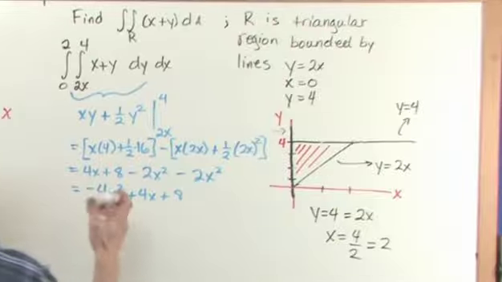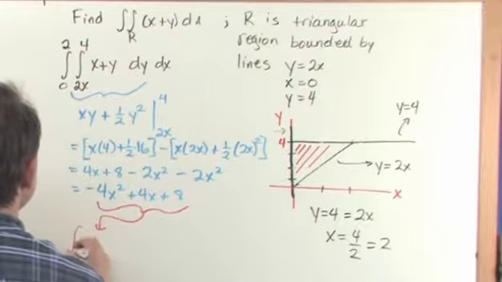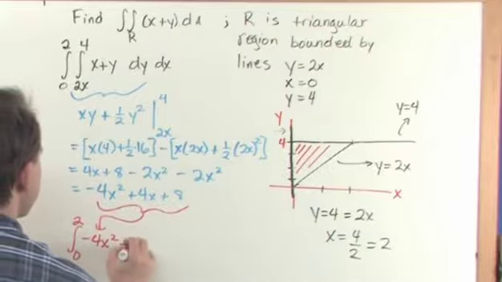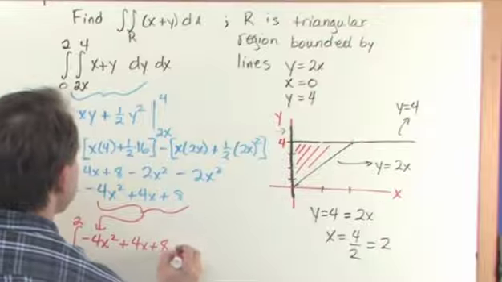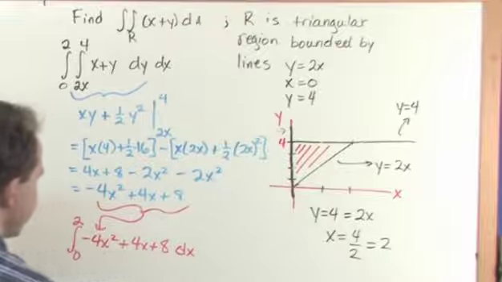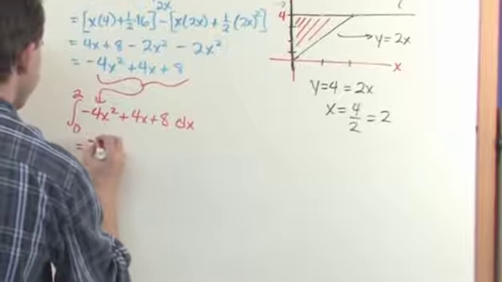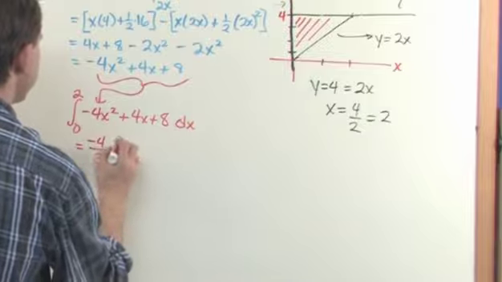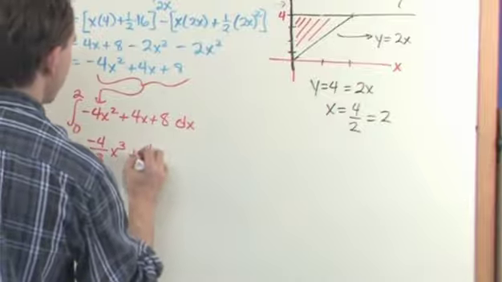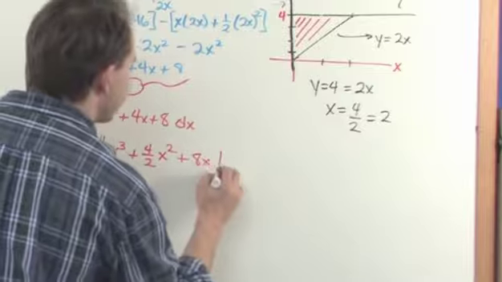Now I'm going to take this answer and plug it into the outside integral, which is the integral from 0 to 2 of negative 4x squared plus 4x plus 8 dx. Now it's just a simple matter of doing regular old integration, right? So here I have negative 4 over 3 x cubed, because it's this over the exponent plus 1, plus 4 over 2 x squared plus 8x, evaluated from 0 to 2.